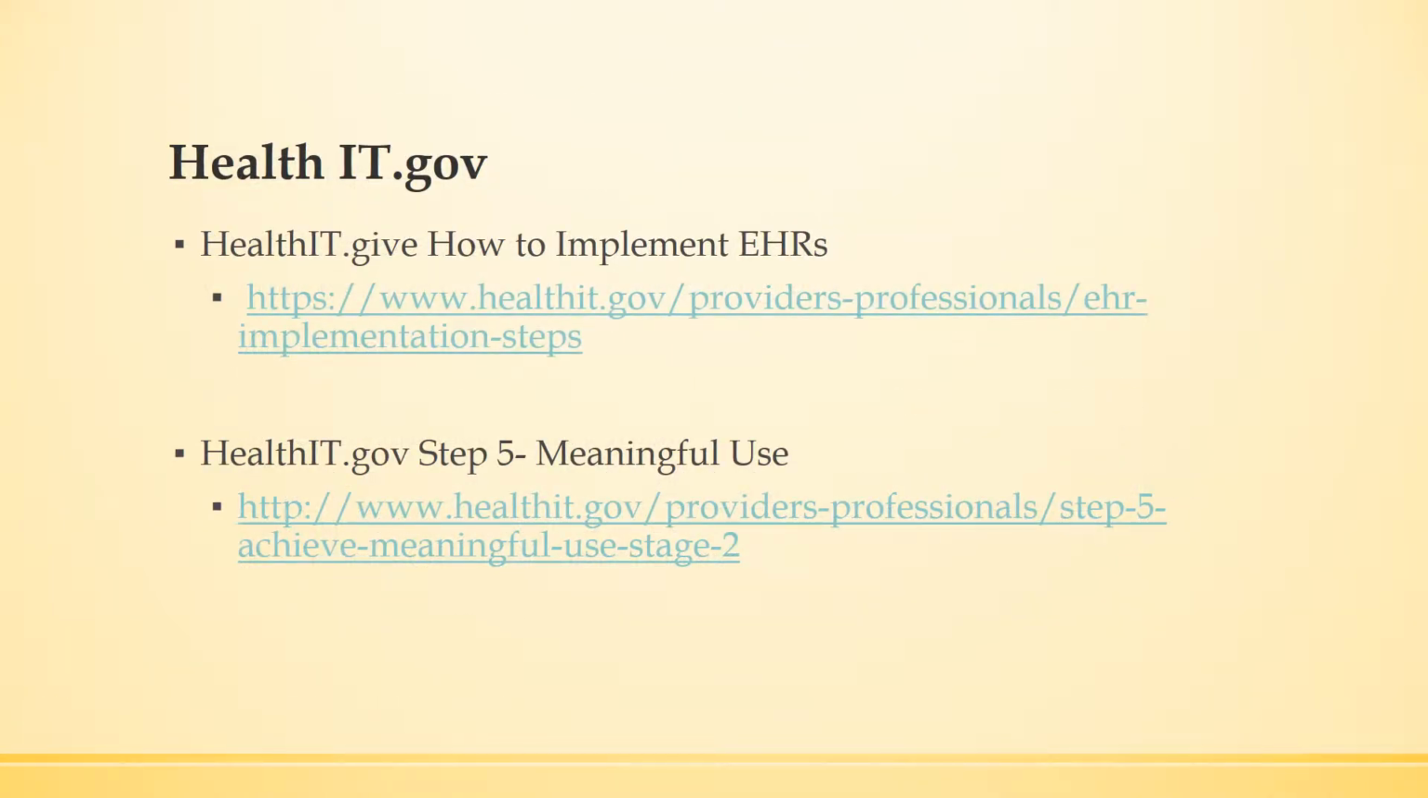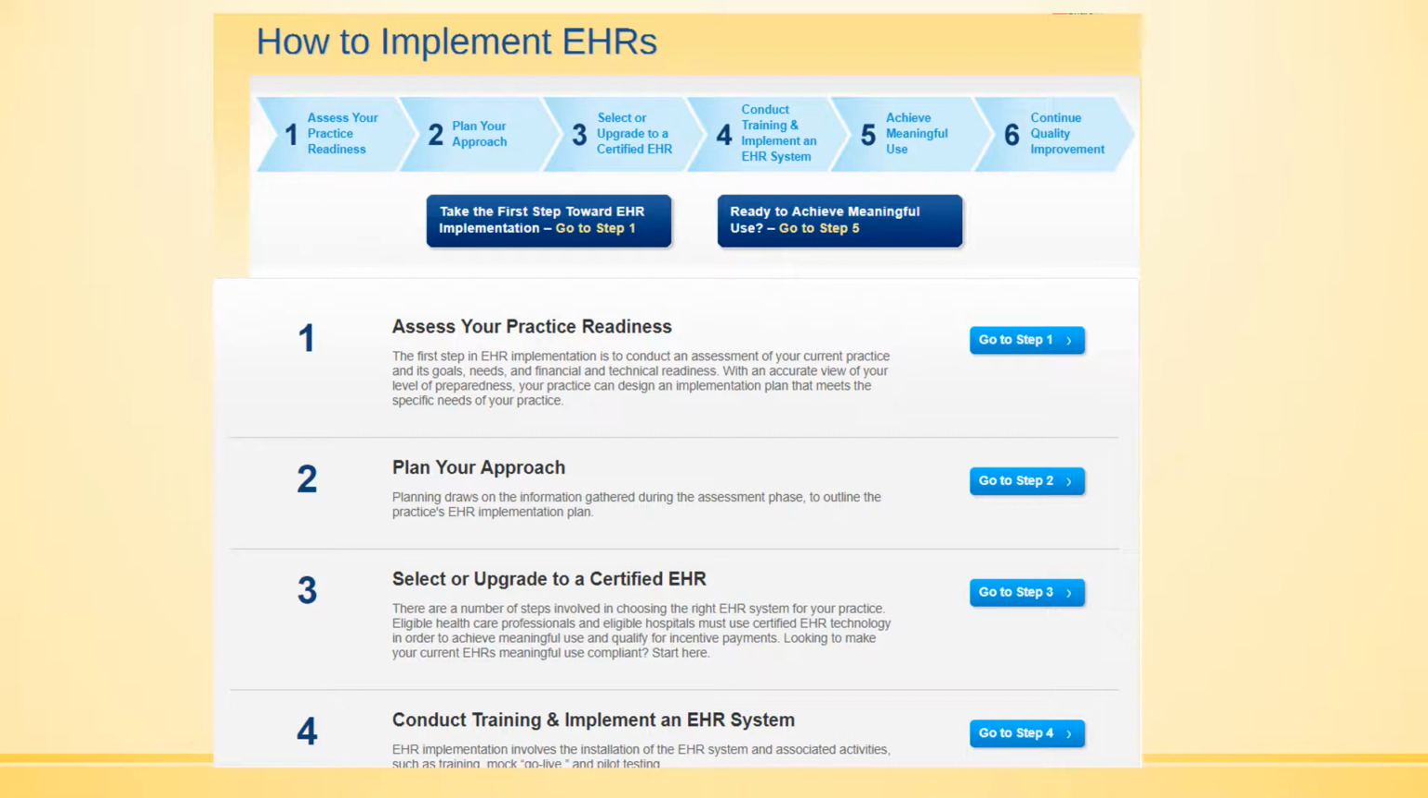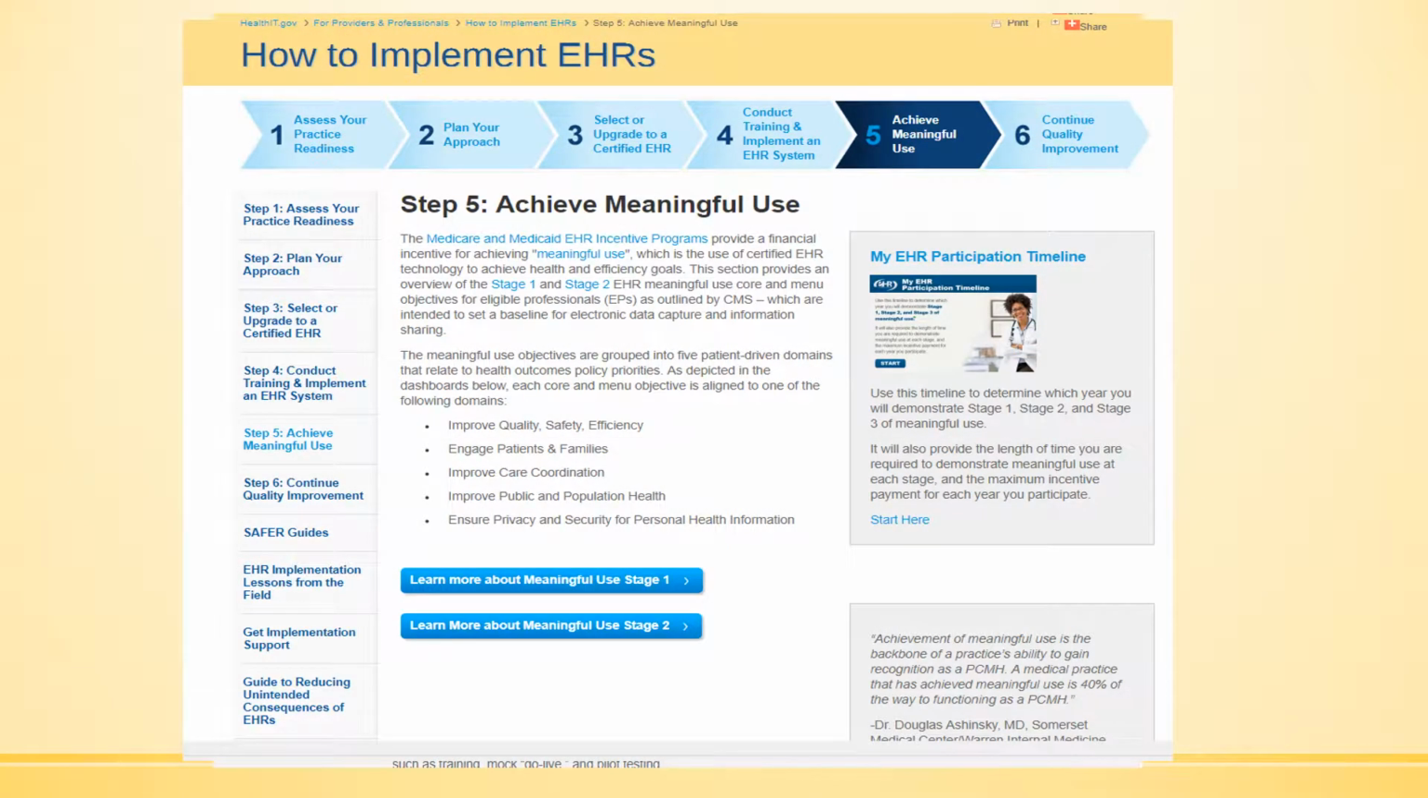You'll want to skim the steps for how to implement EHRs. After you have familiarized yourself with this portion of healthit.gov, you will spend more focused time on Step 5, Achieving Meaningful Use. These links are included in the assignment module in D2L in both the checklist and the resources submodule, so they'll be easy for you to find. After you've had a chance to review the steps, you'll want to click to navigate to Step 5.